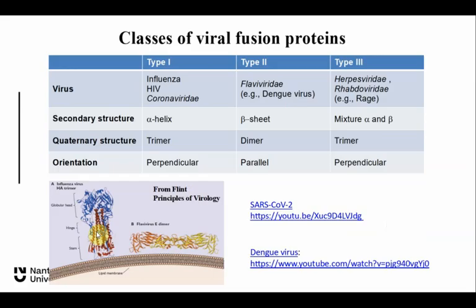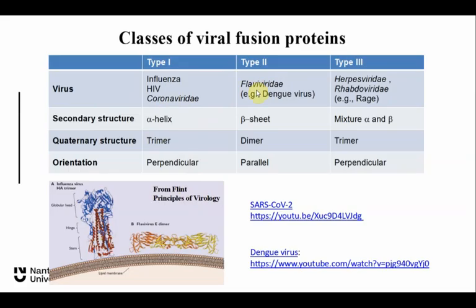HIV, coronaviruses, influenza, all of their attachment and fusion glycoproteins have pretty much the same structure and they work the same way. And they are examples of type 1 fusion proteins. And they are not the only ones. So as I said briefly yesterday, there are 3 types.